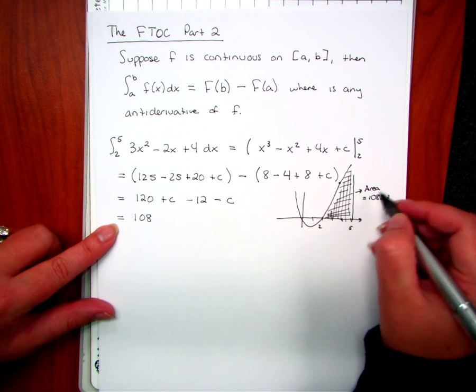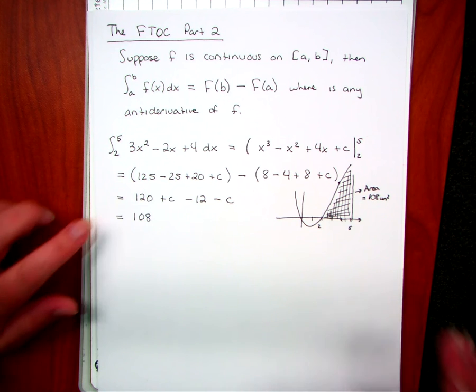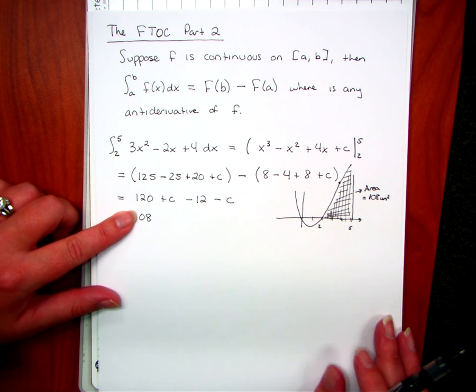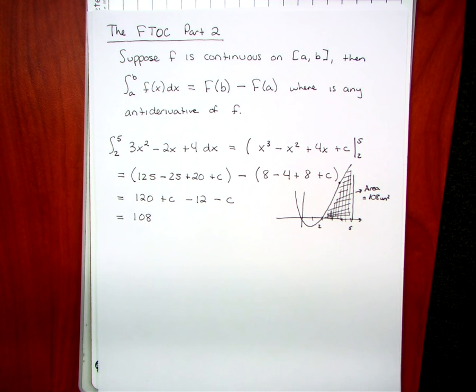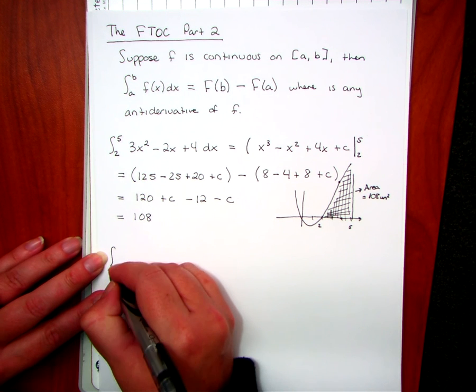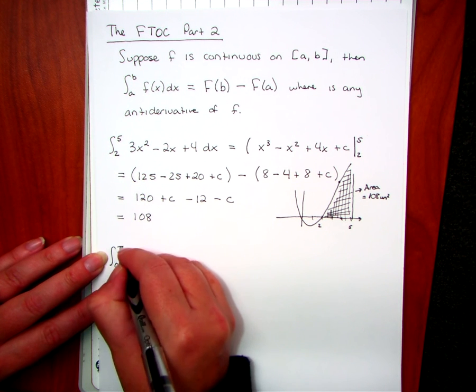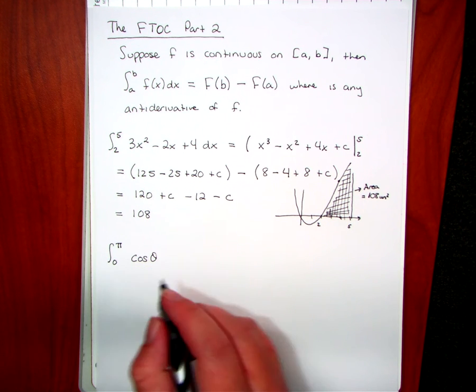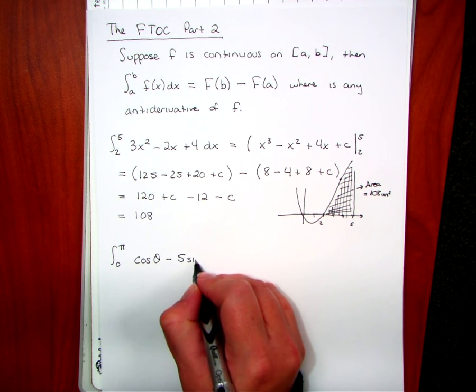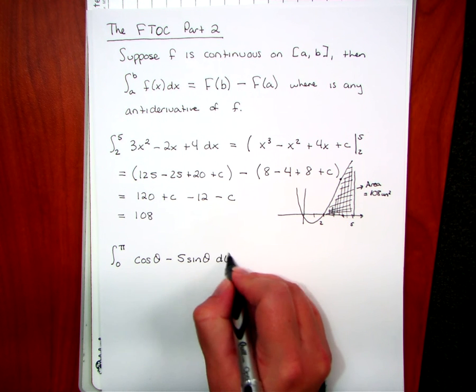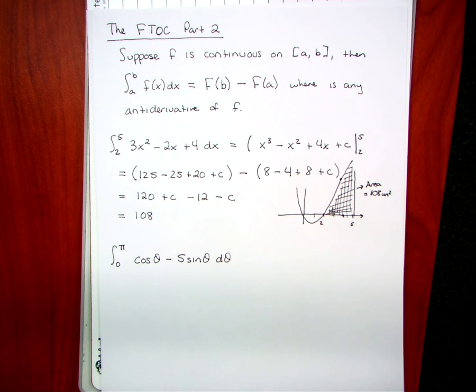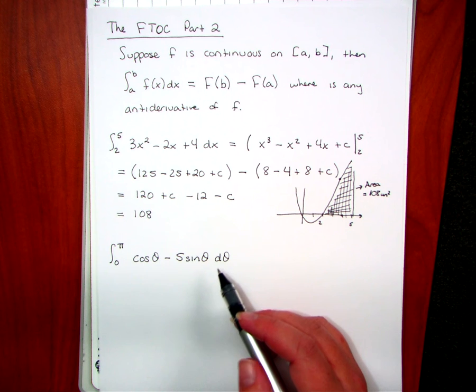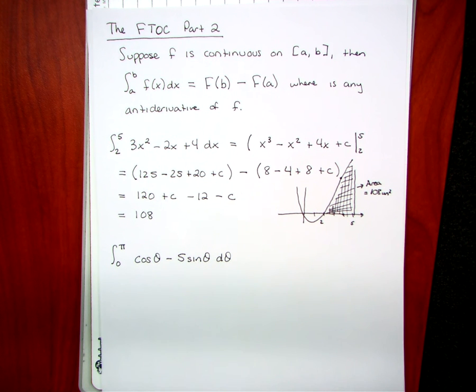Because area is usually squared. And so it's just calculating the area between the curve and the x-axis. Right? So let's do another one. Let's integrate from 0 to pi a trig function here. Right? So our variable of integration is theta. So we want to find the integral from 0 to pi of cosine theta minus 5 sine theta.